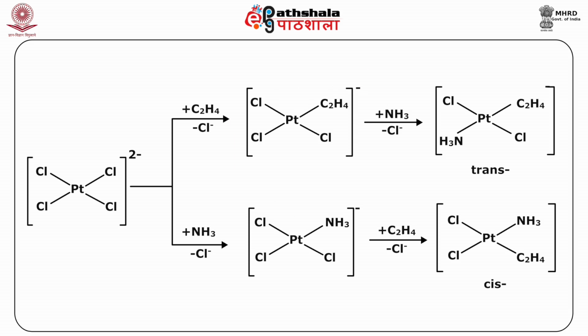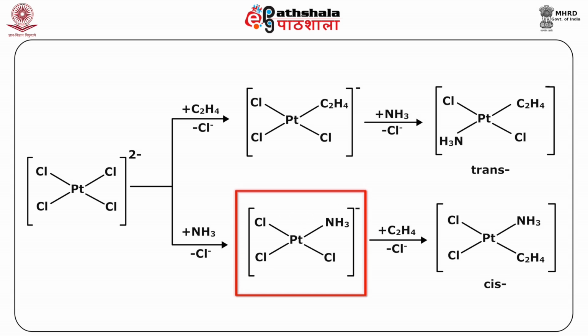Now treat this complex with ammonia, and as you all know, due to the trans directing power, the ammonia will be attached trans to the C2H4 system because it has the highest trans directing power. On the other hand, if we treat tetrachloroplatinate with ammonia in the first step, what will be formed?